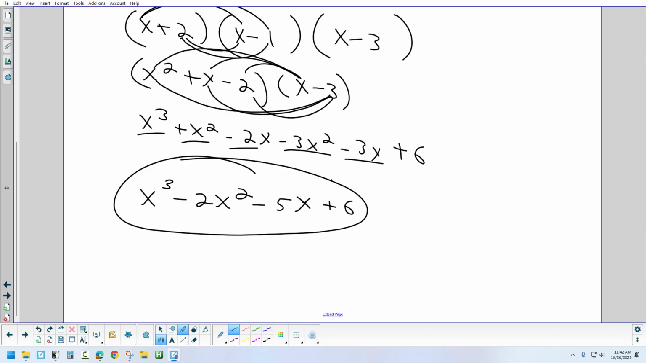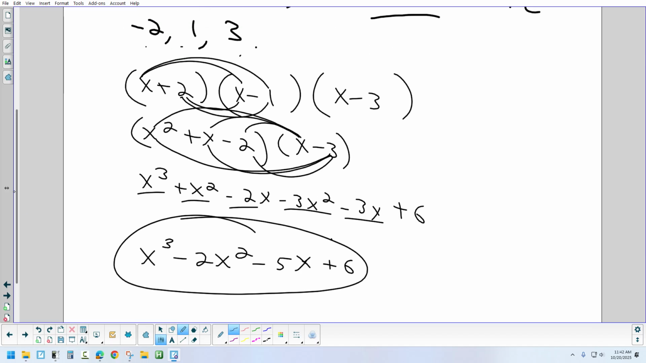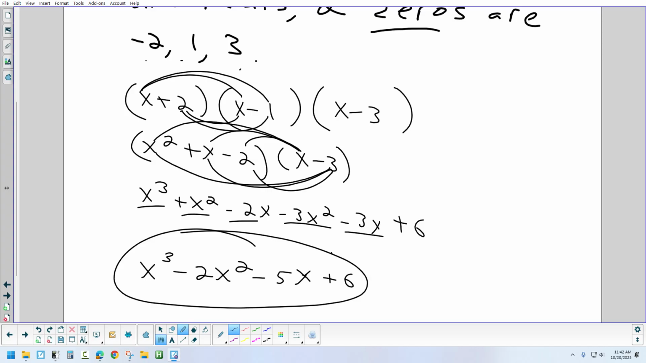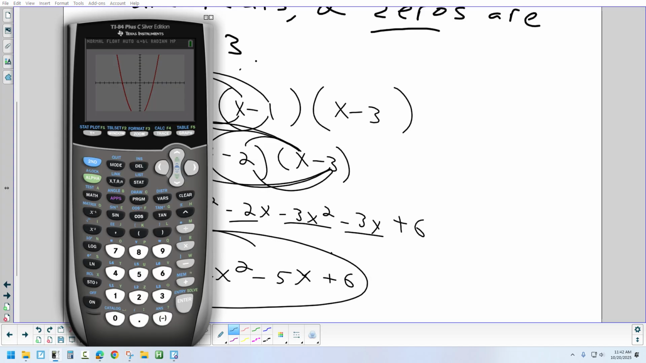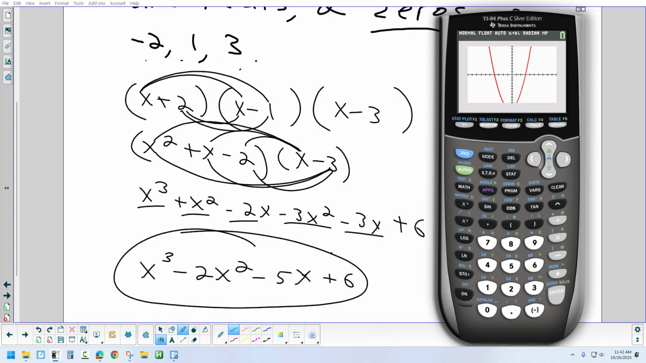Okay. Let's graph that. And if we did it right, where should it cross the x-axis? -2, 1, and 3. It should cross at -2, 1, and 3. If it doesn't, then we made a mistake somewhere. So x cubed minus 2x squared minus 5x plus 6. So remember, we're looking for -2, 1, and 3. So there's my -2, 1, 3. Perfect.